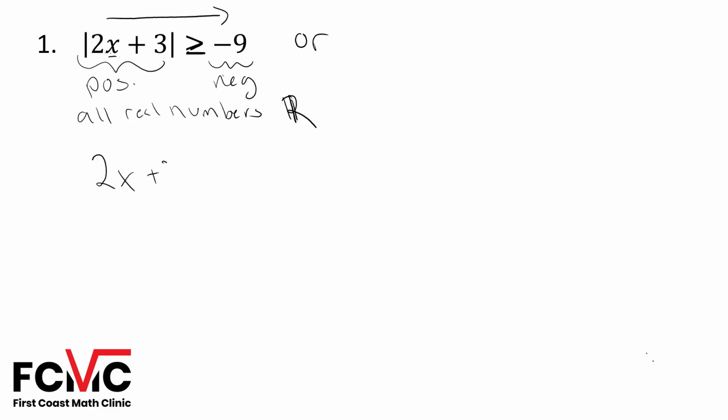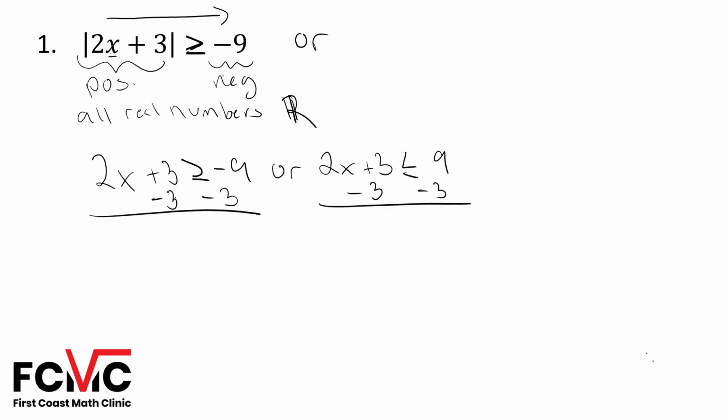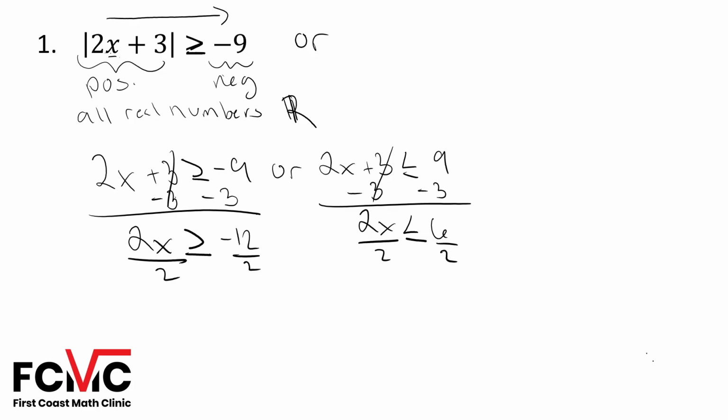We'll just write out what the math looks like. So we've got 2x plus 3 is greater than or equal to negative 9, or 2x plus 3 is less than or equal to 9. Now let's solve this for x. Let's subtract 3 and 3. You get 2x is greater than or equal to negative 12, 2x is less than or equal to 6. Divide by 2 and 2. We get x is greater than or equal to negative 6, or x is less than or equal to 3.